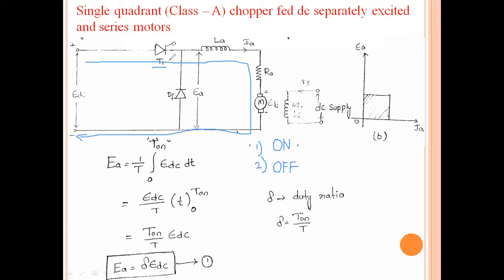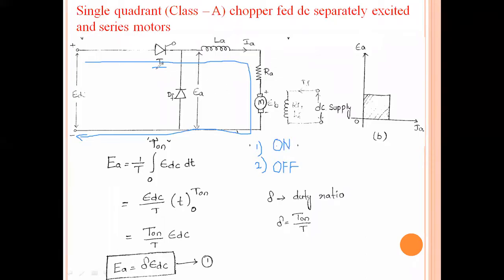So in the first condition, when this thyristor is turned on, then this voltage is applied across the motor terminals directly, and the current direction is from the positive terminal of the supply to the thyristor T1, from thyristor T1 to the armature inductive winding LA, and armature resistance RA, and the motor back EMF EB, through to the negative supply. Okay, this is how the current flows when the switch is in on condition.